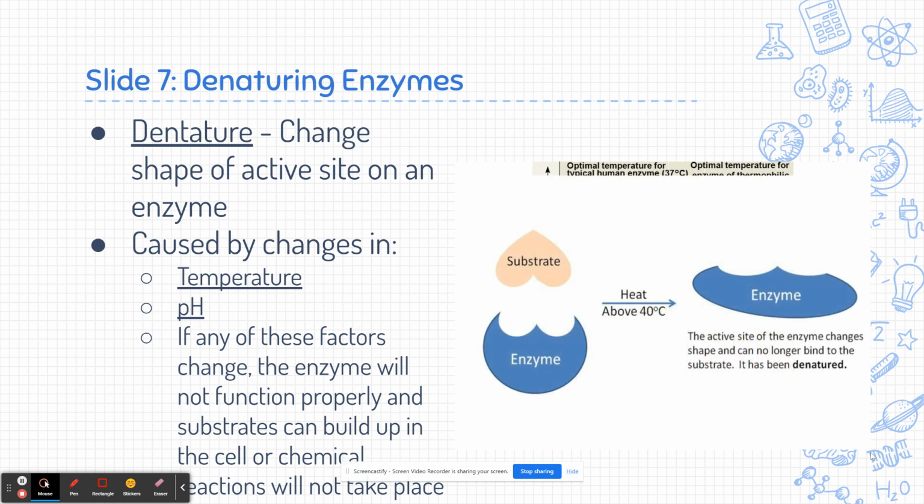A change in the pH and/or temperature can cause the active site of an enzyme to denature or change shape. This will then prevent the substrate from binding to the enzyme's active site. The substrate will accumulate in the organism's cells until the shape of the enzyme returns to the normal shape, or the organism may get sick and die.